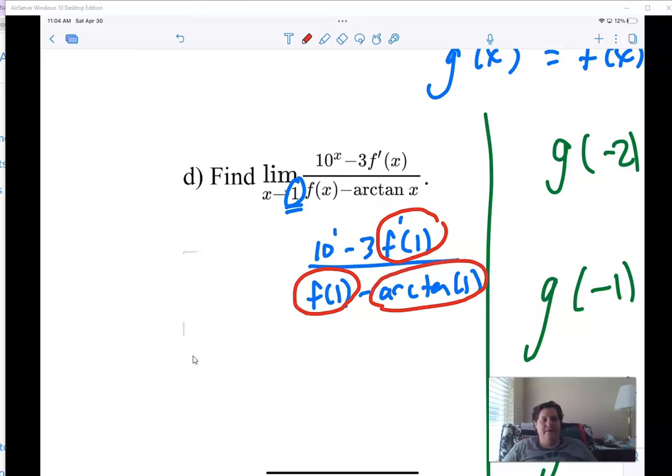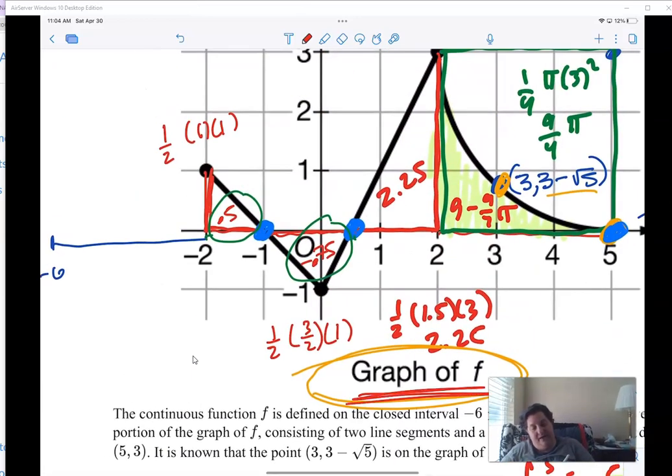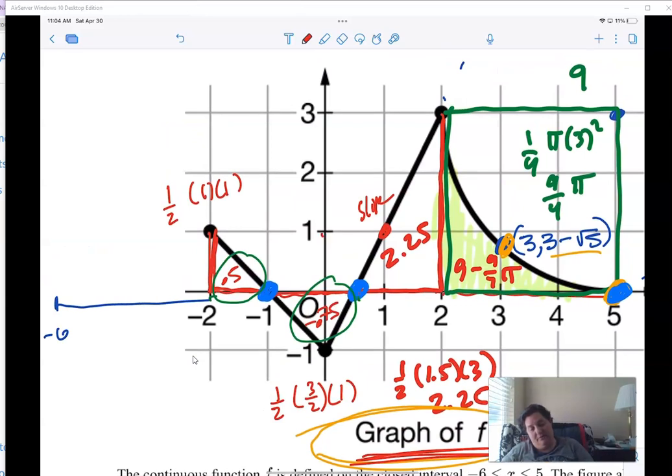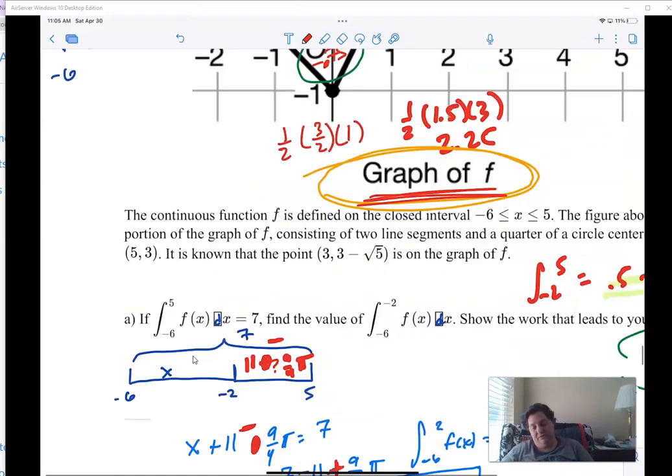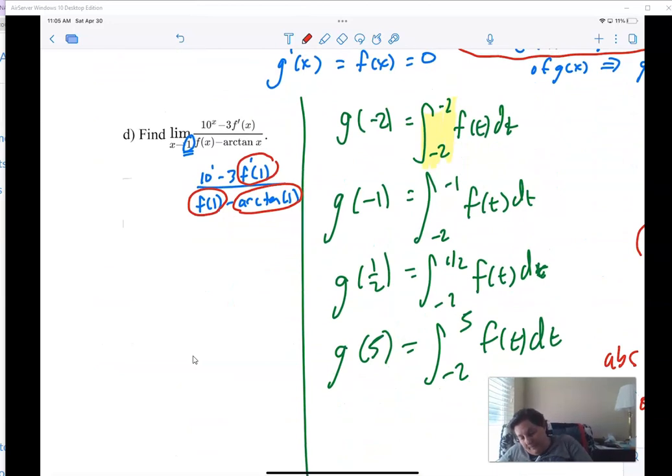Now, f of 1 and f prime of 1 can come off my graph. Let's go take a look. This is the graph of f. F of 1 is the value at 1. That's 1, 1. F prime of 1 is the slope at that point. Now this slope goes up 4 over 2, so the slope is positive 2. So 1, 1 is the point, and 2 is the slope. F of 1 is 1. F prime of 1 is 2. I got that off my graph.